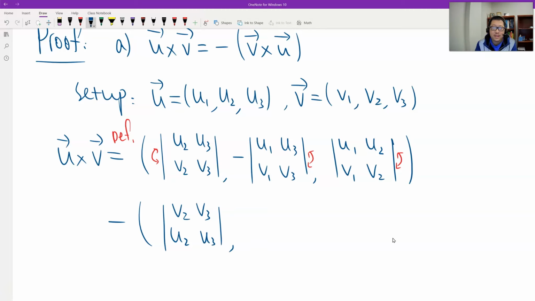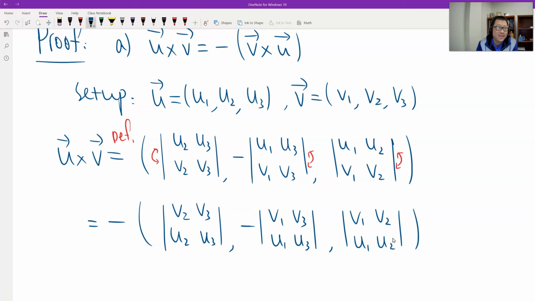Okay, so we learn switching the order is the property of row operations on the determinant, as we learned before. Second type, so we get a negative. But therefore, this negative should be applied, because the negative is outside. You see, there's V1, V3, U1, U3. And then here we switch the order: V2, V1, V2, U1, U2. Switch the order, row operation, we get a negative there.